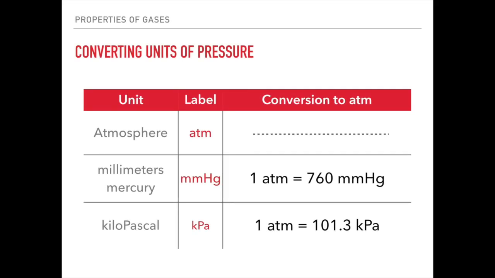With all the pressure units that you saw, we need to know how to convert between the one we are going to use most, which is atmosphere. It is represented with the label ATM. Obviously, there is no conversion to atmosphere, so there's a line through the conversion box. Millimeters of mercury is labeled mmHg. 1 atmosphere is equal to 760 millimeters of mercury. This is a crucial conversion to remember.